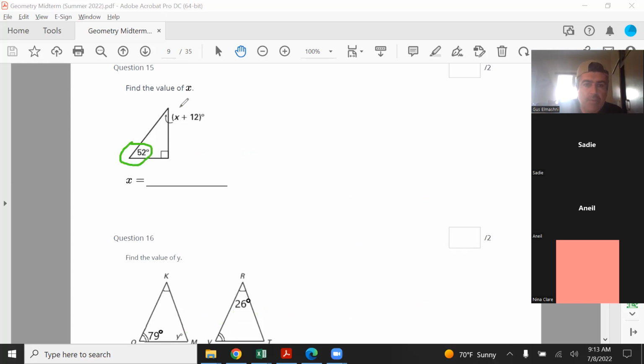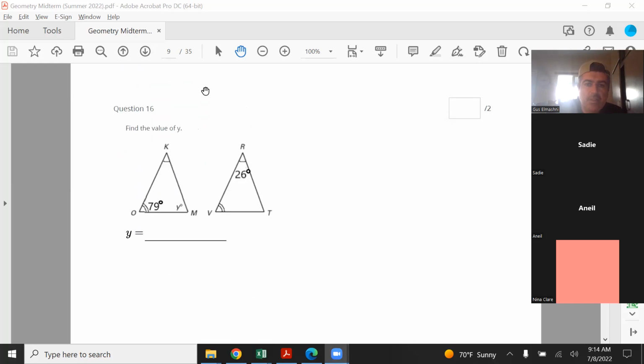Okay, we shall keep moving. If that's 52, and that's going to be 38, it'll be 26. Since these are the same, that's 79, that's 26. So you have 105. So that's going to be 75 degrees. So that's all 75 degrees right there. So again, very straightforward.